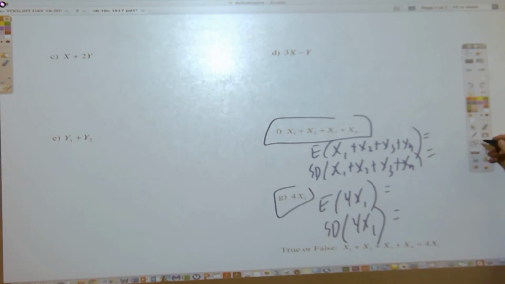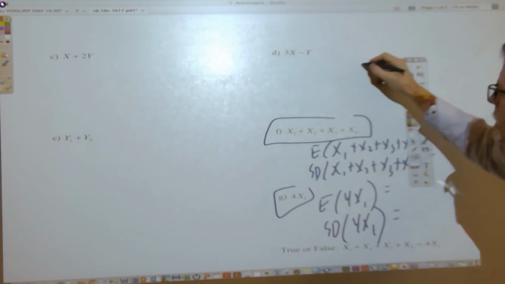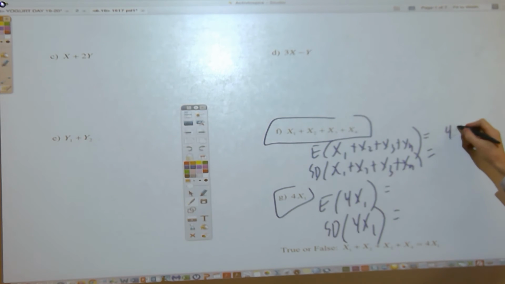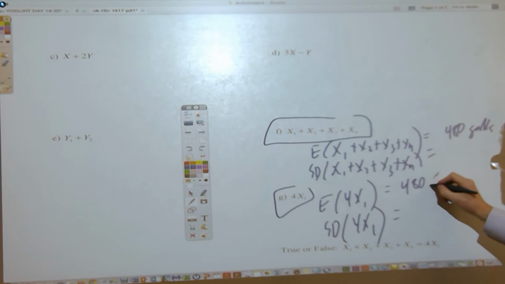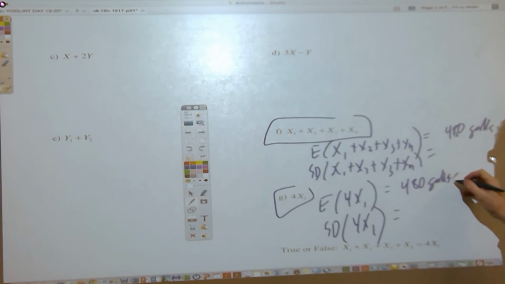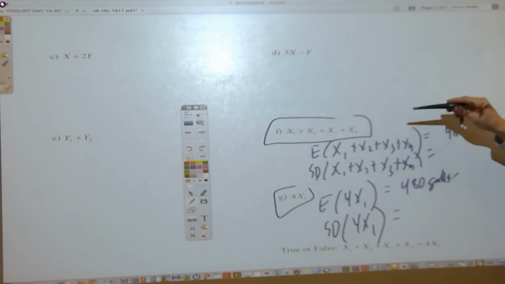Four times 120, 480 gallons. Okay, so the expected values are the same on both, 480 gallons on both. What's challenging is the standard deviation. So find the standard deviation of both letter F and letter G.